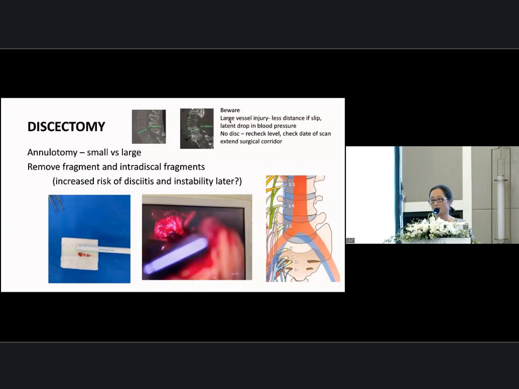So there have been cases where inadvertent large vessel injuries have occurred. Sometimes it's brought to the attention by a latent drop in blood pressure. You don't necessarily see blood come up through the disc space straight away. If people have got slips, be aware that the distance to the vessel or bowel can be a lot shorter.